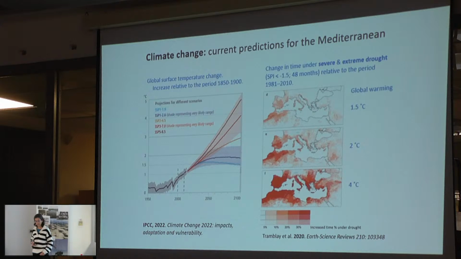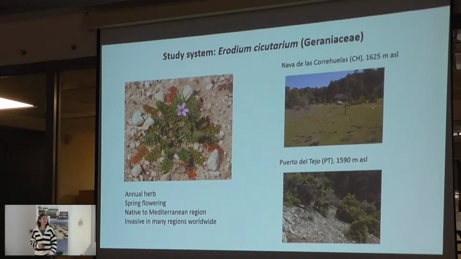than they were expecting. So we took one model species to work in the greenhouse. Erodium cicutarium, that is an annual herb, and that's easy for the experimental designs. It's a spring flower native to the Mediterranean, but has become invasive in many other places in the world. We collected seeds in 2 places, one in a more or less flat area, but high, and this one more rocky, Puerto del Tejo. This was the population I showed in my first view. So more or less you can keep in your mind the scheme and where the plants are.